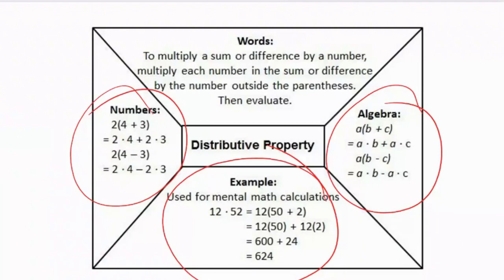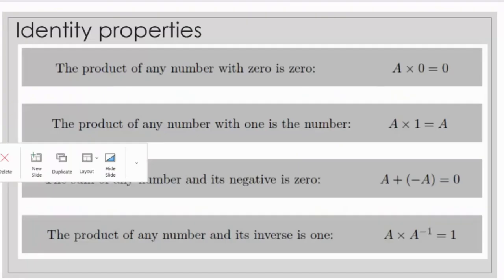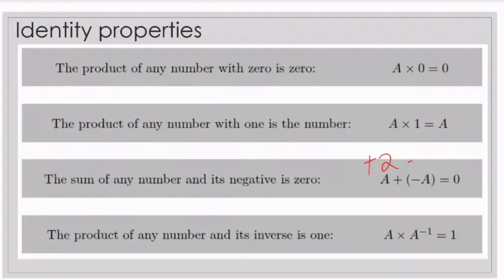Here, I am just throwing in identity properties. A multiplied by zero is always zero. If you multiply a number by one, you'll always get that number. If you add a number and its additive inverse, you will always get zero. That means the additive inverse of 2 is minus 2, total 0. Understand? The additive inverse of negative 4 is positive 4. We will always total 0. That's what this means. Okay.